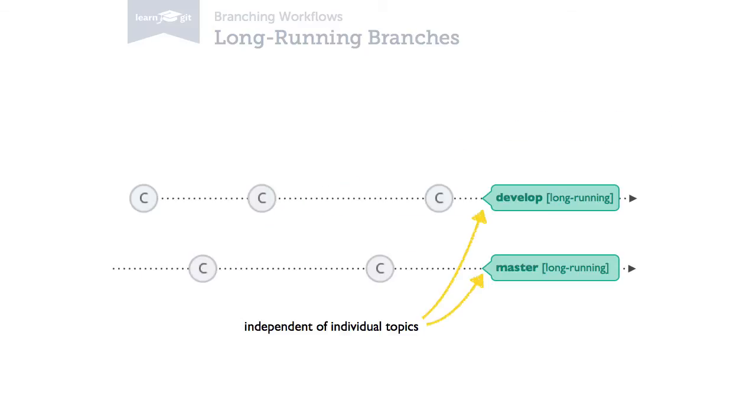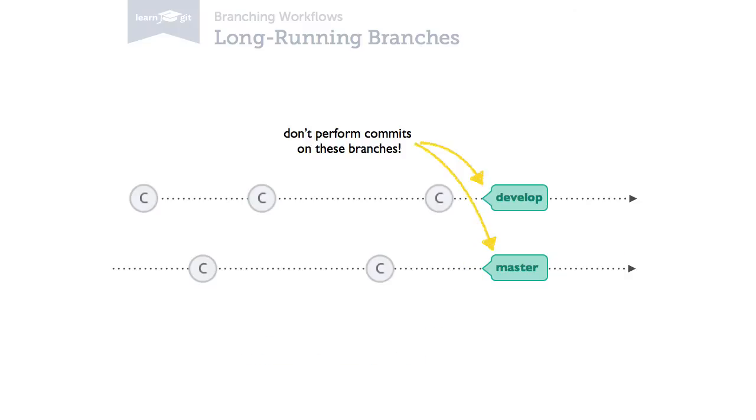Long-running branches are different. They exist independent of a single feature or bug fix. They represent states in your project lifecycle, like a production, testing, or development state. And they remain in your project for a longer time, often in fact all the time. Typically, a couple of rules apply to these long-running branches. First, you shouldn't work on them directly. Instead, you integrate other branches, like feature branches or other long-running branches, into them. But you never perform commits directly on those branches.